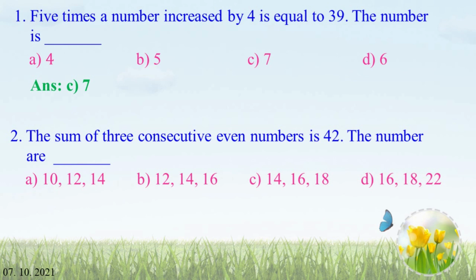Next number, x plus 2. 12 plus 2, 14. Third number, x plus 4. 12 plus 4, 16. So option B, 12, 14, 16.